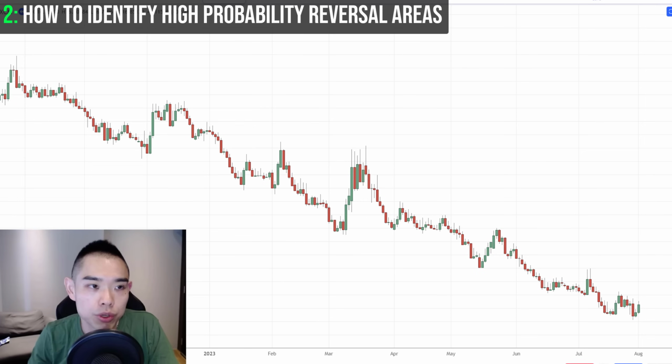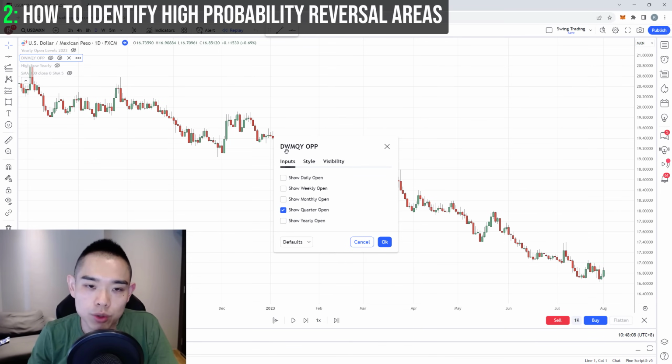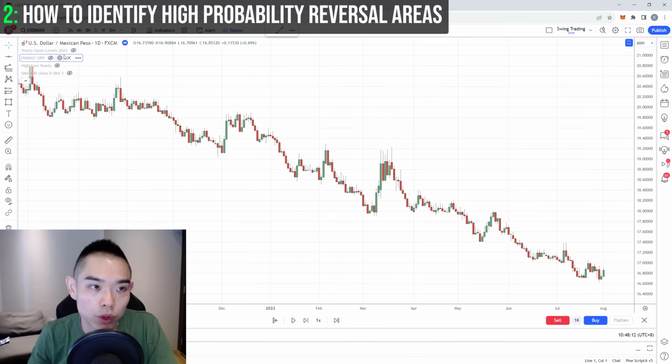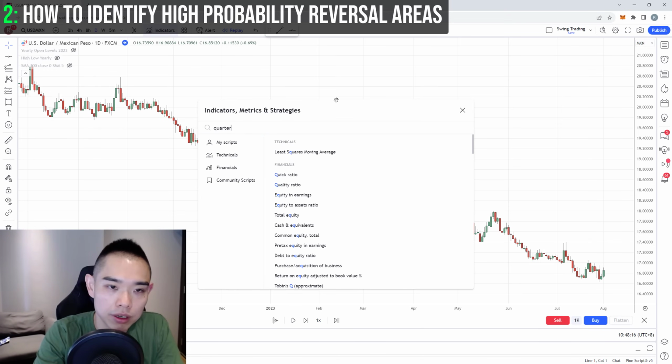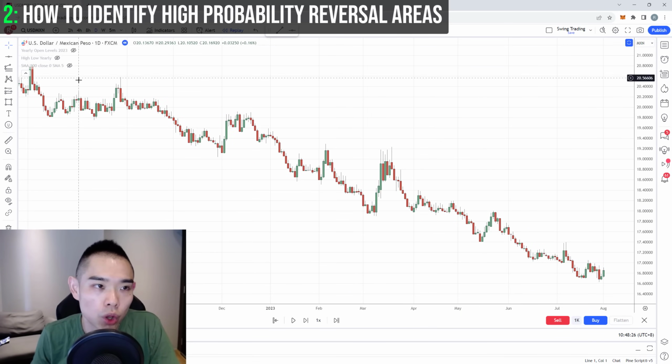There's this one over here which I use. I'm just going to show you where to find it. If you go to settings, you can see this one is called DWMQY OPP. I'm just going to remove it so you know where to find it. Just go to indicators, search for quarter open, and it's by this guy called Copacelli. Click on this over here, and that indicator will be shown on the chart.